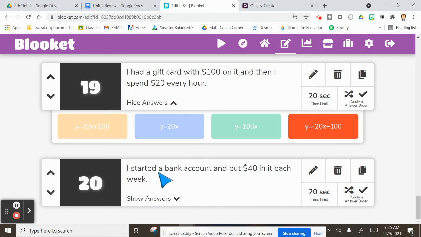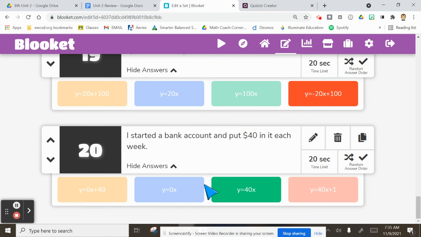Oh, what about this last one? I started a bank account and put $40 in it each week. Interesting. All right. $40 in it each week. There's no y-intercept. All right, so it's just 40x.